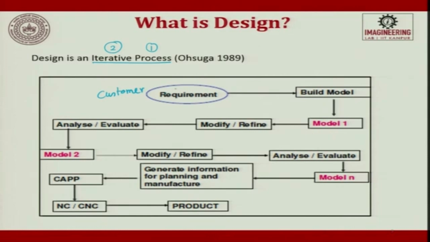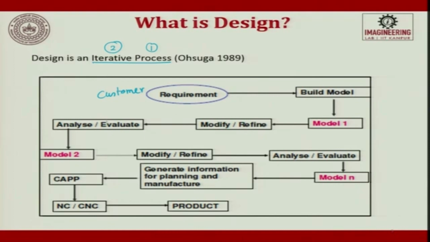Now, what he does is, maybe he did not realize certain requirements. Looking at the product, he will start refining his requirements. So, there is a possibility of modifying and refining the model whatever you have drawn. Then you try to do analysis. When we do modifying and refinement at this stage, we talk only from the aesthetics point of view or functional requirements point of view.